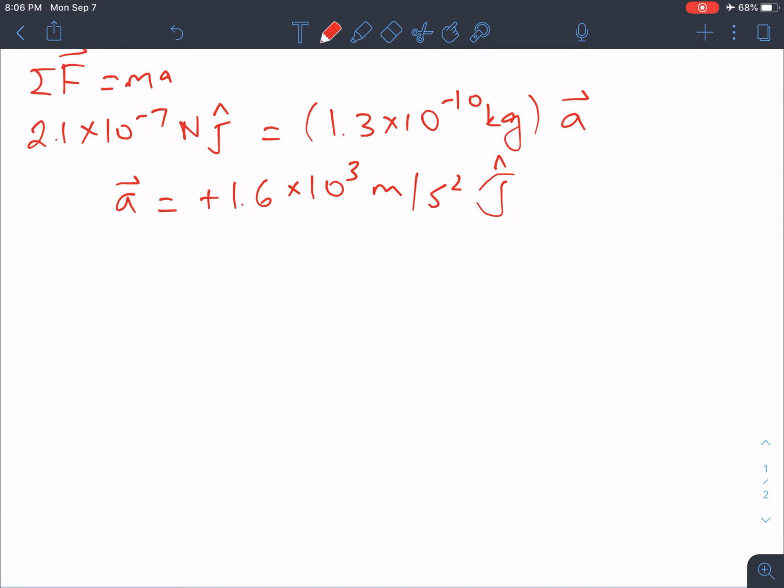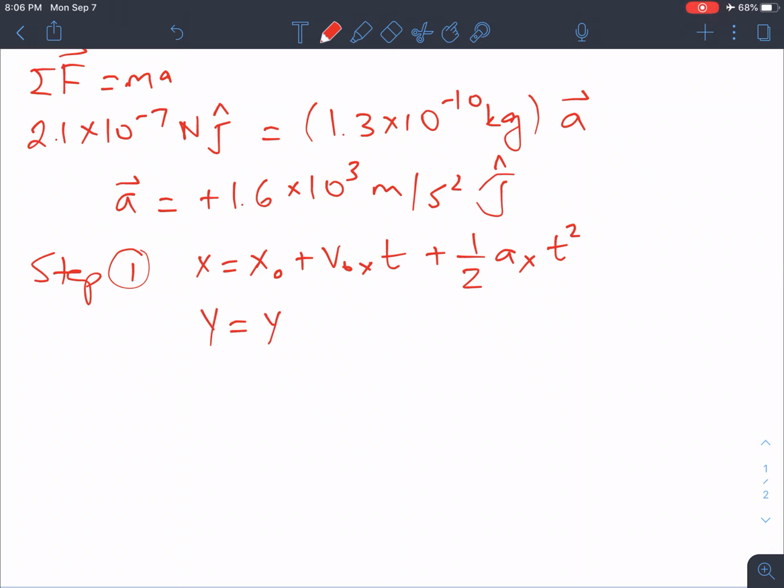As a step one, we write down the equations, right? x equals x0 plus v0x t plus 1/2 ax t squared. We also have the y component: y is equal to y0 plus v0y t plus 1/2 ay t squared. Step 2 is at the start.